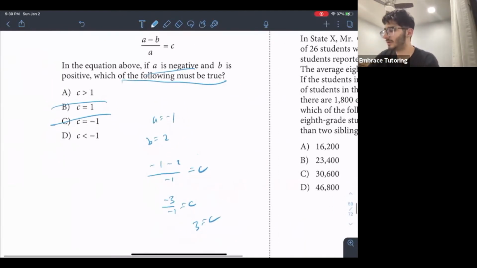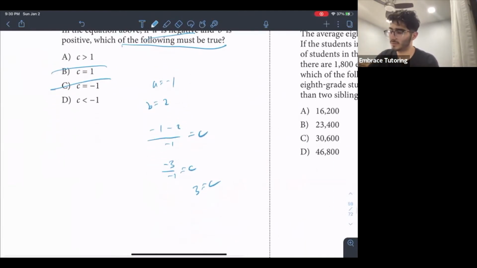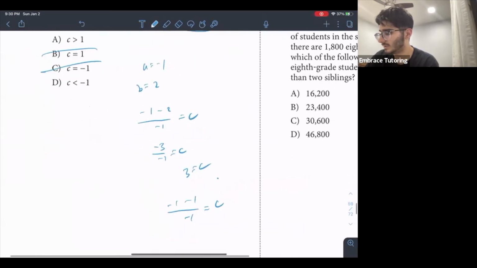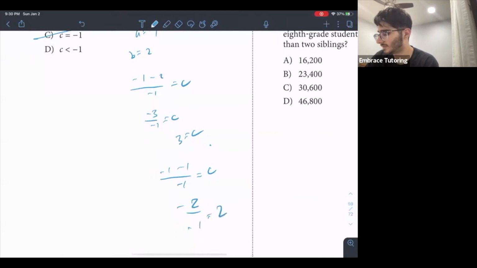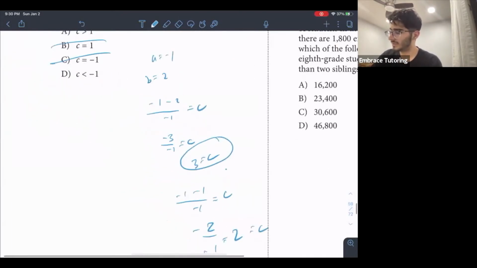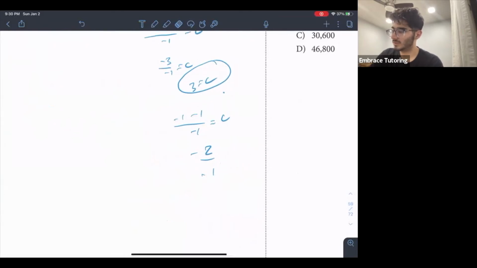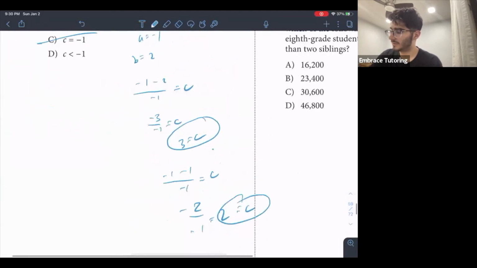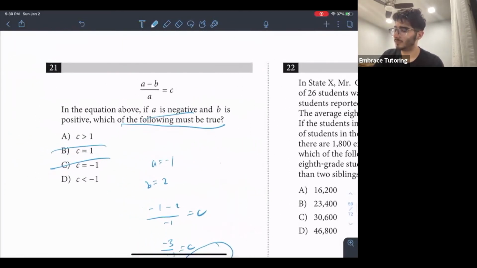Now let's try -1 and 1. B could be 1. -1 minus 1 over -1 is equal to C. -2 over -1 equals 2, so 2 is equal to C. And seeing this shows that 3 is equal to C and 2 is equal to C, which shows that they're both greater than 1, which is our answer.